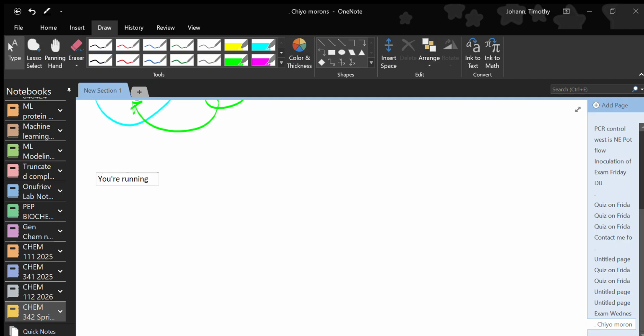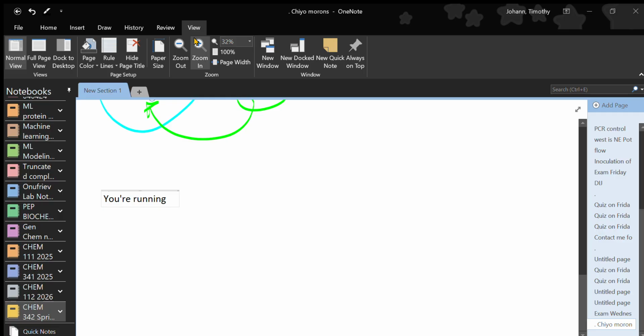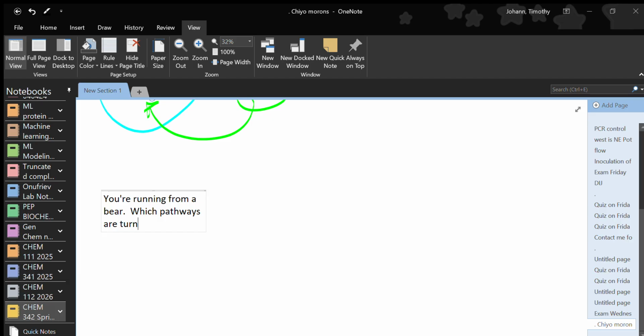Okay, you're running from a bear. Which pathways are turned on and which pathways are turned off? Turn on glycolysis.